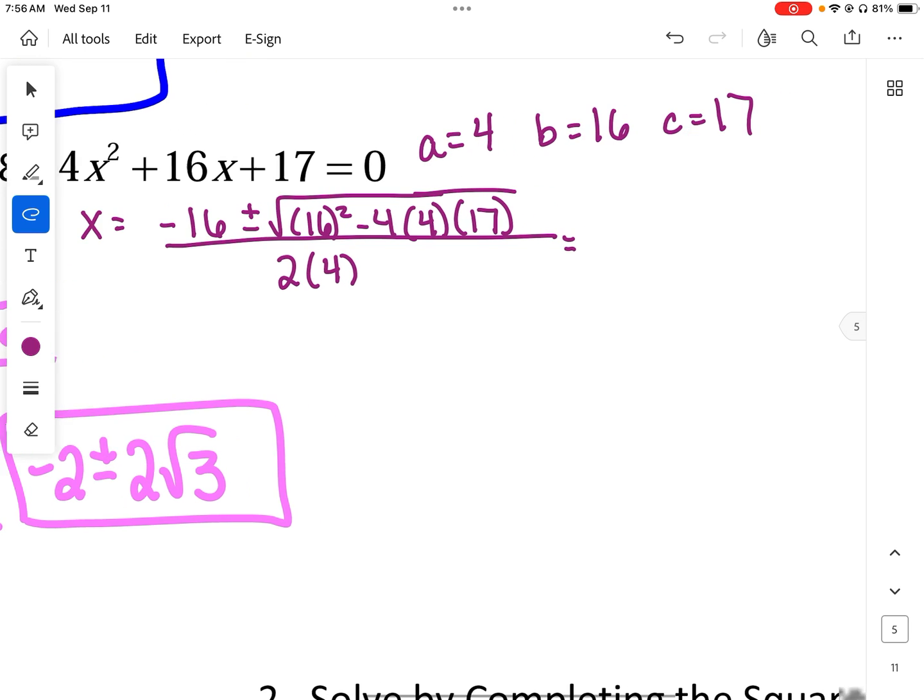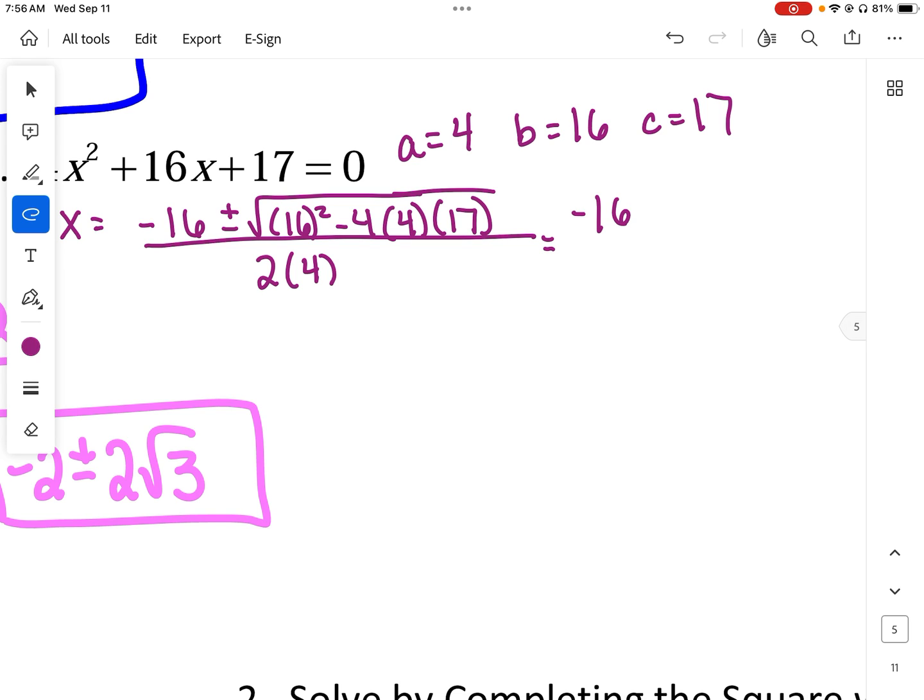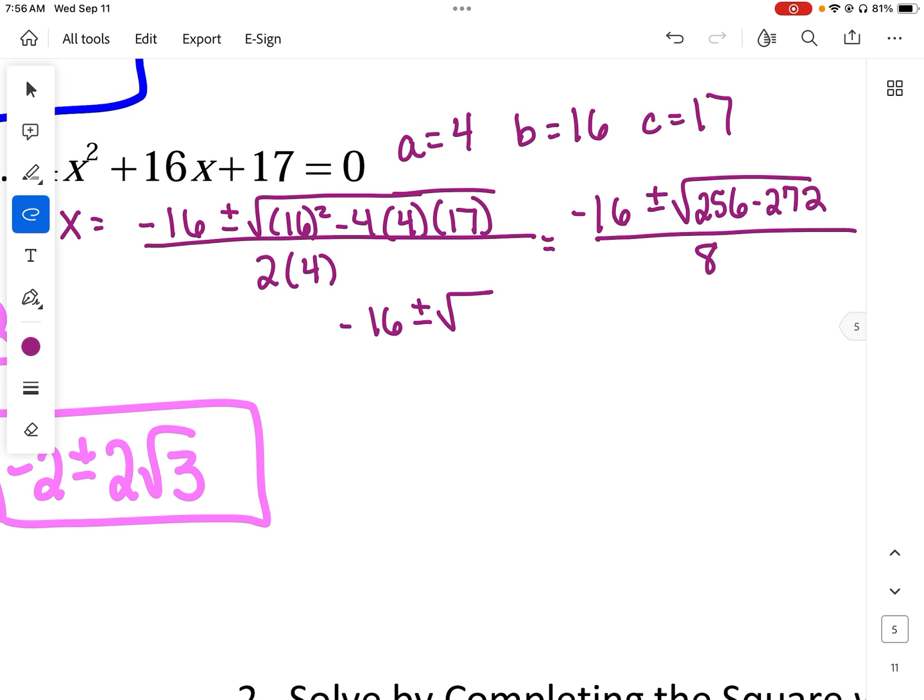All right, so we have negative 16 plus minus square root of, all right, 16 squared is 256, and then negative 4 times 4 times 17 is negative 272, all over 2a, all over 8. So we get negative 16 plus or minus square root of 256 minus 272 is negative 16, which, let's simplify that radical. That would be a 4i.